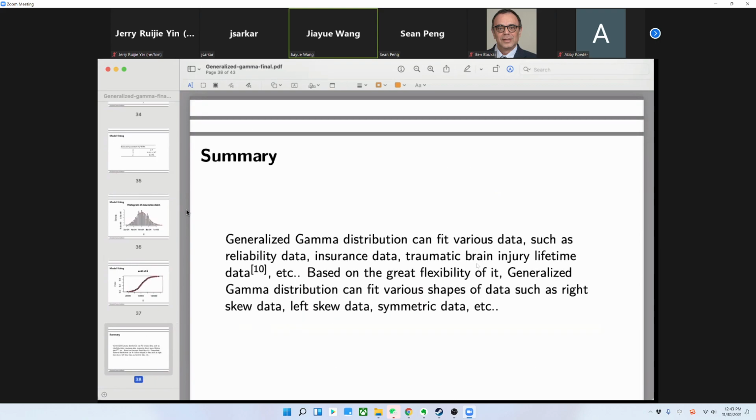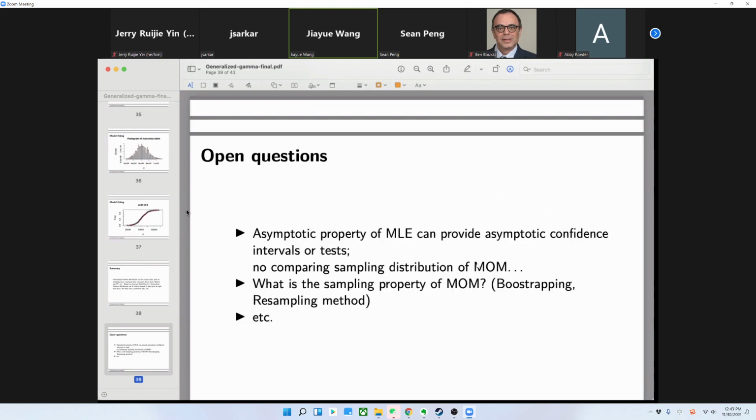And since the generalized gamma distribution can fit various data such as reliability data, the insurance data, traumatic brain injury lifetime data, and also based on its great flexibility, the generalized gamma distribution can fit various shapes of data such as right skew data, left skew data, symmetric data. And there also are some questions in the moment estimation and the MLE, like the asymptotic property of MLE can provide asymptotic confidence intervals or tests, but there is no comparable sampling distribution for moment estimation.